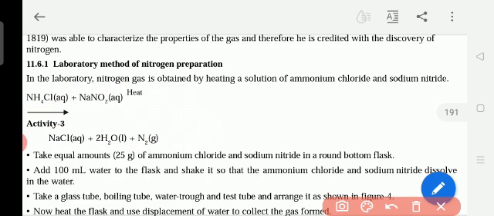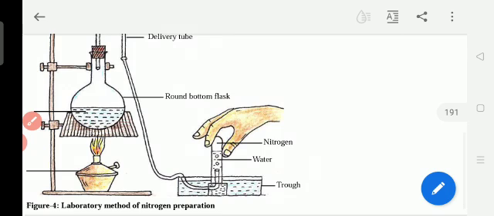So how do they prepare this nitrogen gas? Take an equal amount, 25 grams, of ammonium chloride and sodium nitrite in a round bottom flask. Add 100 milliliters of water to the flask and shake it so that the ammonium chloride and sodium nitrite dissolve in the water. Take a glass tube, boiling tube, water trough and test tube and arrange them as shown in figure 4.